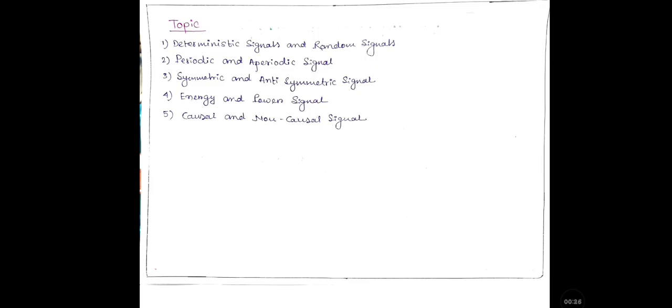Today I will discuss 5 different types of signals: deterministic signals and random signals, periodic and aperiodic signals, symmetric and antisymmetric signals, energy and power signals, causal and non-causal signals. There are other types of signals like digital and analog signals, continuous and discrete signals, but today our topic is these 5.